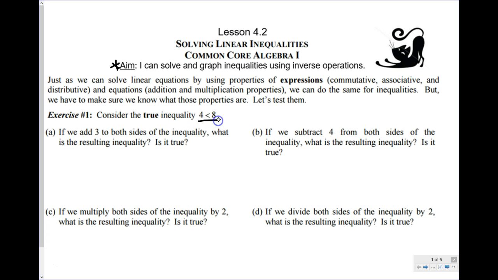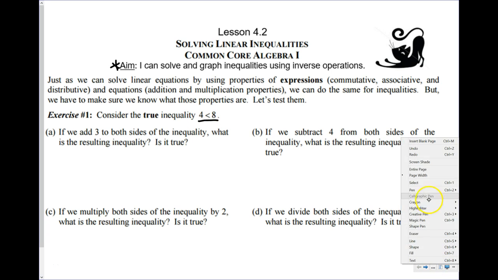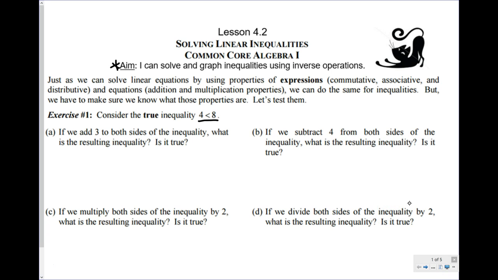Consider the true inequality 4 is less than 8. That's true. 4 is less than 8. And let's do some experimenting with it. A says if we add 3 to both sides of the inequality, what is the resulting inequality and is it true? Well, let's rewrite it. 4 is less than 8, and let's add 3 to both sides. 3 plus 4 is 7. 8 plus 3, 11. Is this still true? Is 7 less than 11? Yes. So adding works. We can add to both sides and it works.